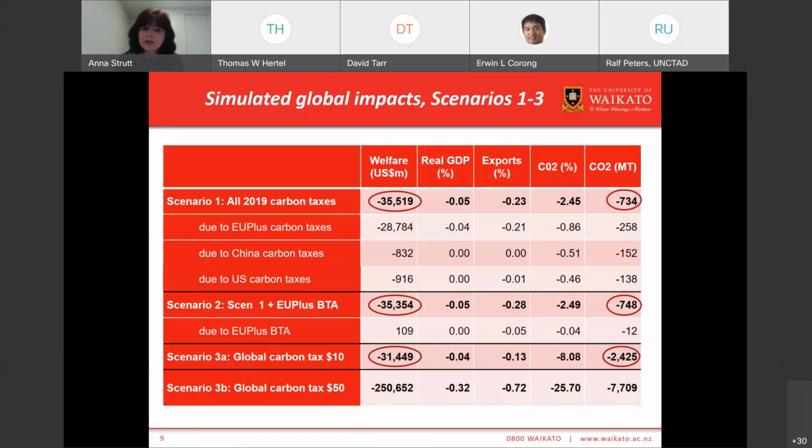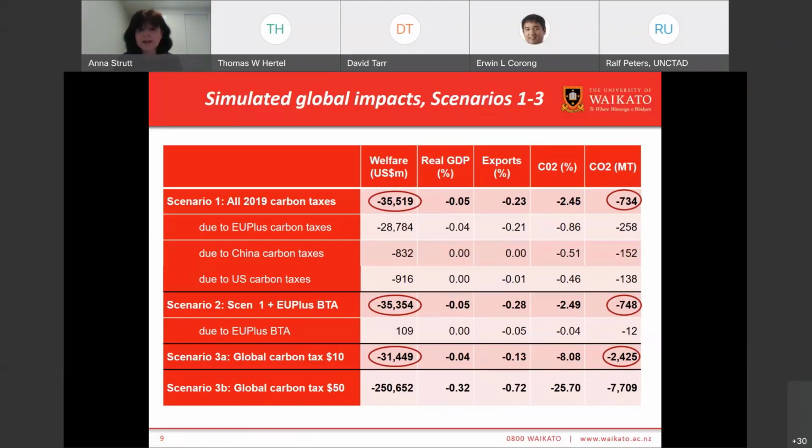However, if we look down at the third scenario, where we have a global carbon tax, although it has almost the same impact on global welfare as the first scenario, in fact slightly less, it has a much more significant impact on carbon emissions, around about 3 times the amount of carbon emissions as we got in that first scenario. So this idea that this is a much more efficient way of operating policy certainly seems to be reflected in these results.